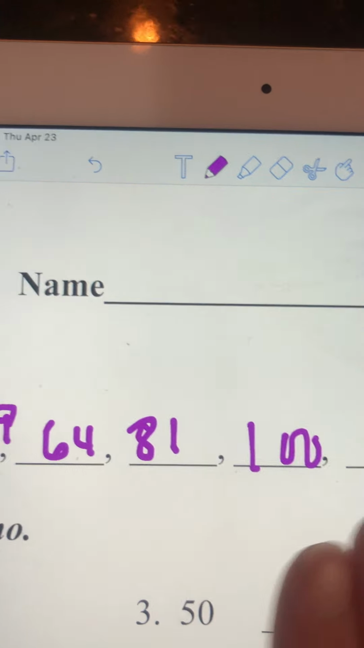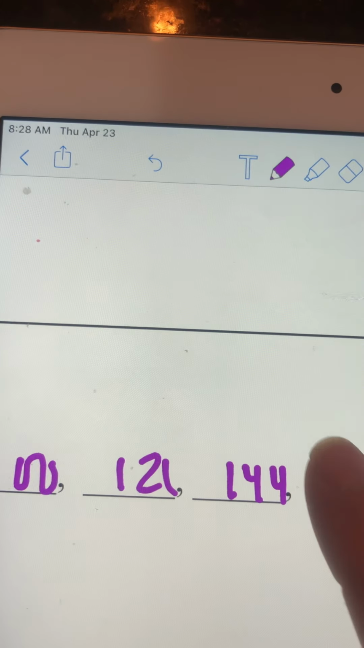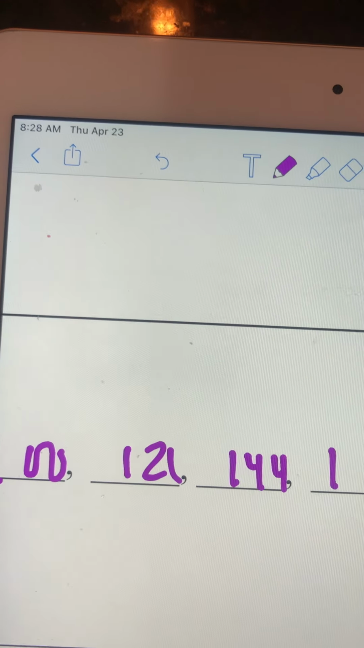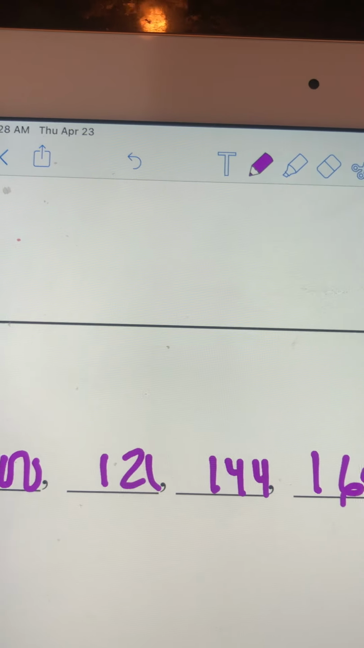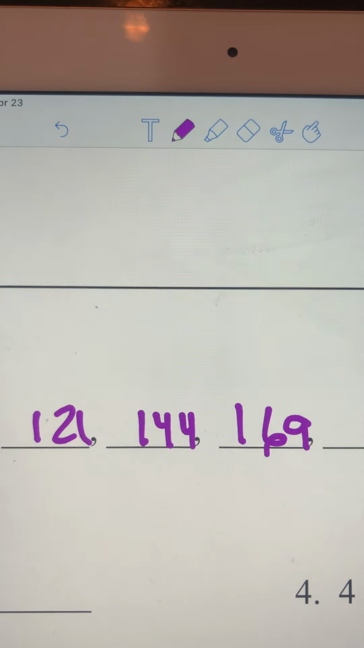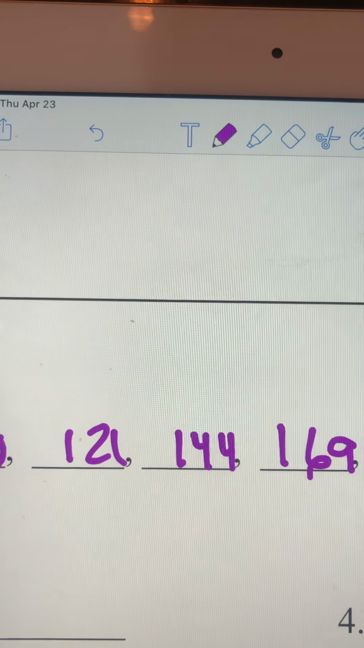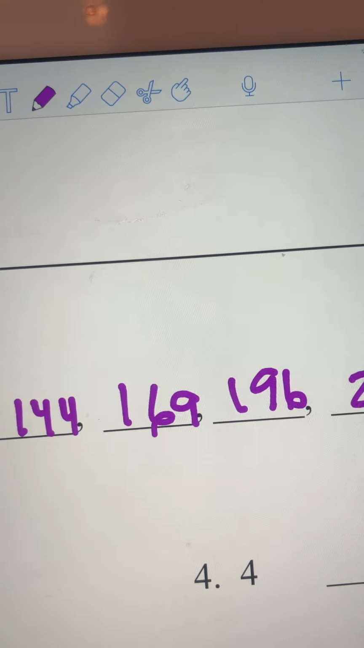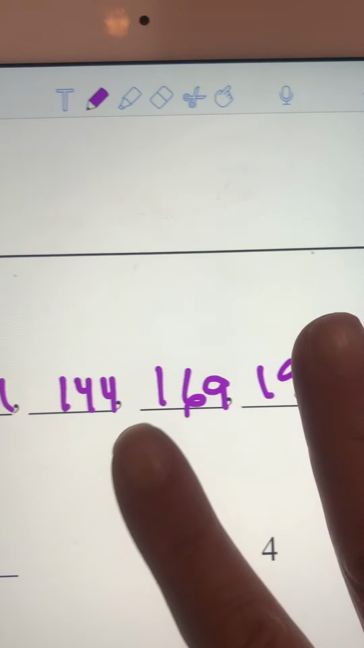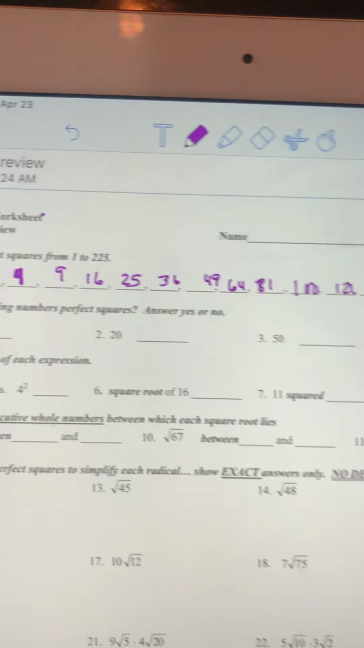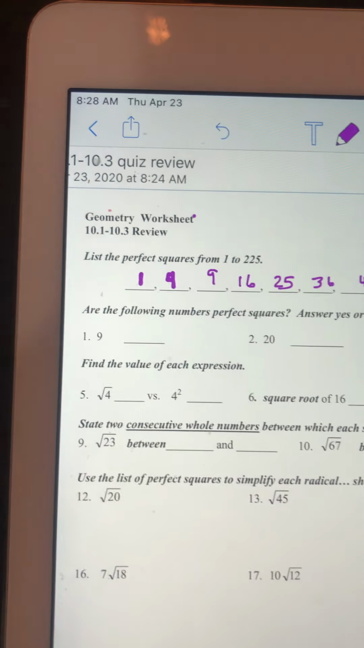You don't have to have these memorized. So on the quiz, it'll just ask you for 12 times 12. It'll ask you to name 4 perfect squares or something like that. Or maybe name the perfect squares up to 100. We wouldn't have you go all the way to 225, but those are the perfect squares up to 225.